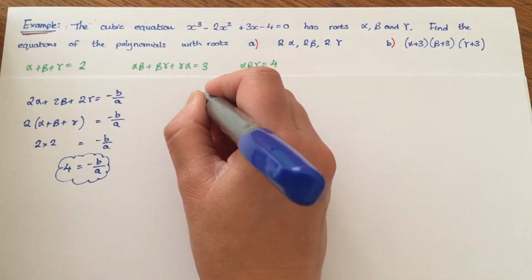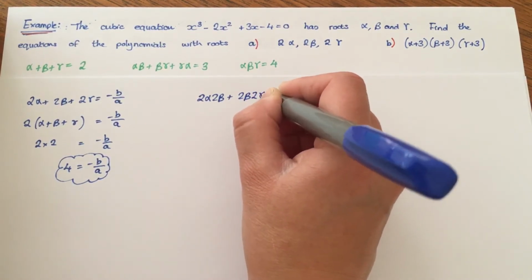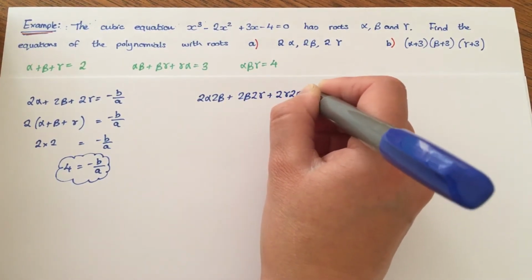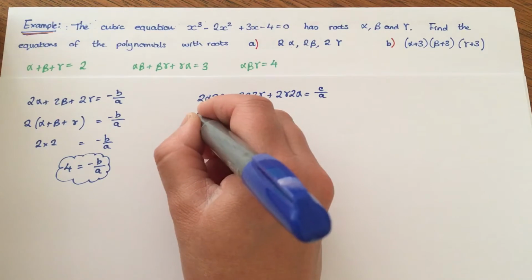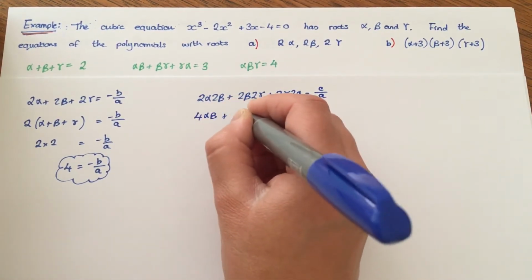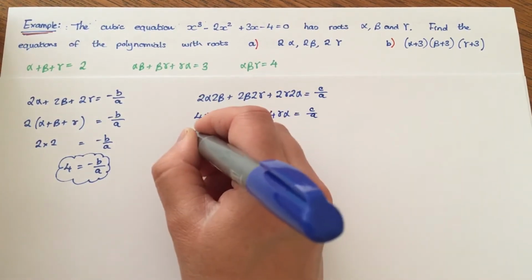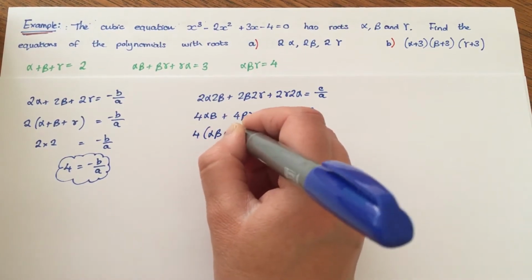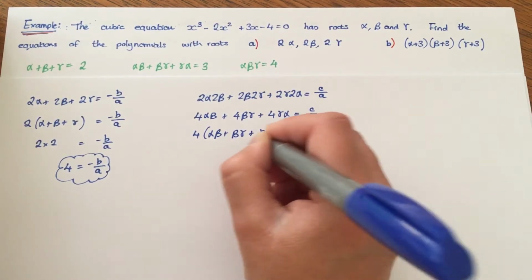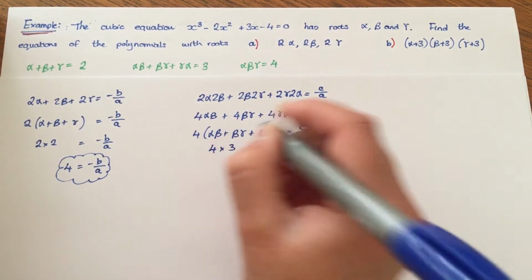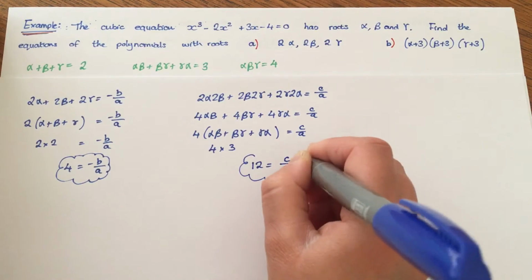I could also look at this version for the new roots that I've got. So it would be 2 alpha 2 beta, plus 2 beta 2 gamma, plus 2 gamma 2 alpha, and for the equation we're trying to find, that would be c over a. So you can see here that that's 4 alpha beta plus 4 beta gamma plus 4 gamma alpha, which is 4 lots of alpha beta plus beta gamma plus gamma alpha. This is 3, so it's 4 lots of 3, so 12 is c over a. So I'll be using that for my new equation.